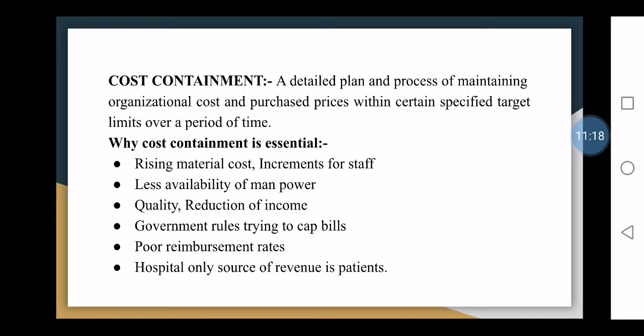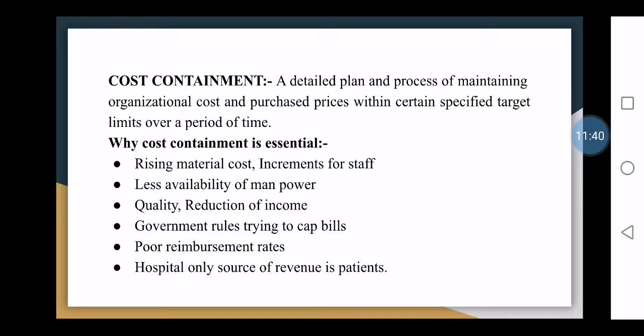So it is very important to make the cost containment. Why is cost containment essential? Because we have rising material cost, the increment of staff. As I have told, we have to give increment for the staff. So yearly we have to set everything for a particular target time or period of time. So usually they make it annual, per year.